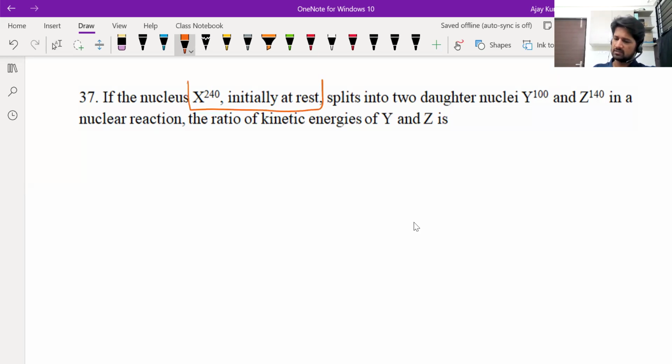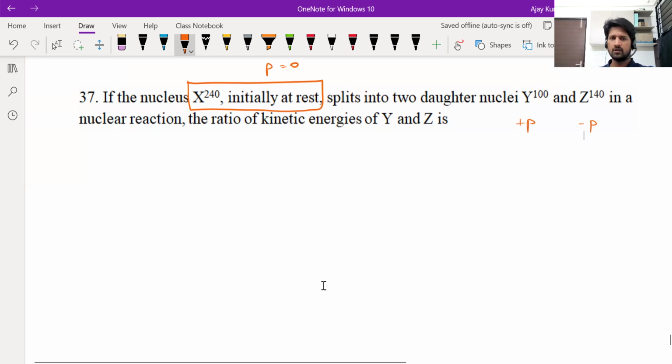X240 is initially at rest. It splits into two fragments. Initially at rest means total momentum of the system is zero. Then one of them will have positive momentum, the other will have negative momentum, but the magnitude will be the same. Means the linear momentum magnitude is equal. You need the kinetic energy ratio, that's all.